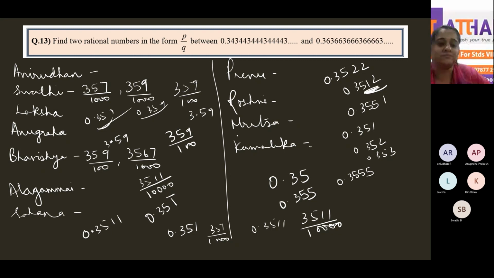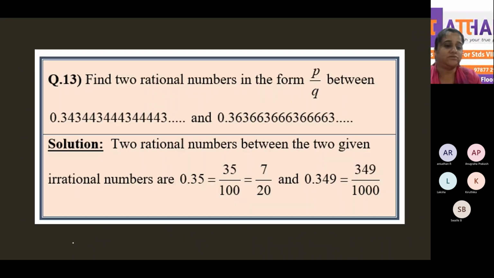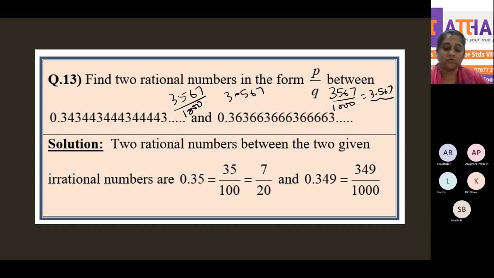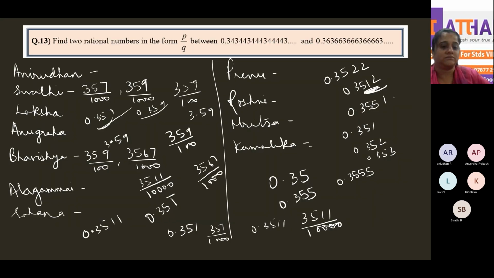And similarly, it will be 3 point. You have written 3, 5, 6, 7. By how many zeros did you put? 1000 you put. So 3.567. 3567 by 1 followed by 3 zeros is 3.567. You have gone outside the range.